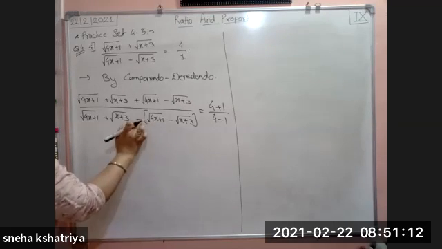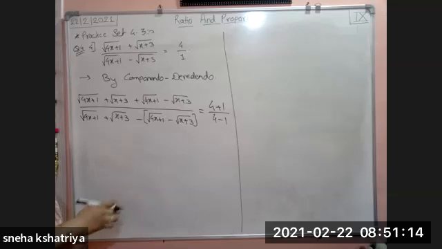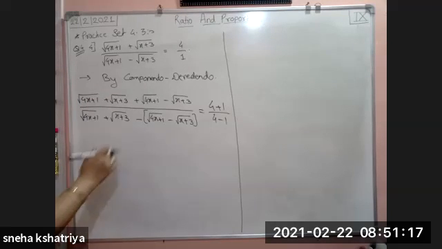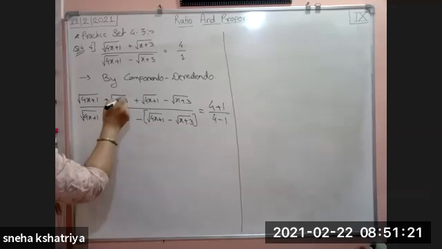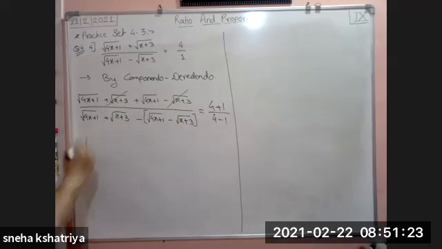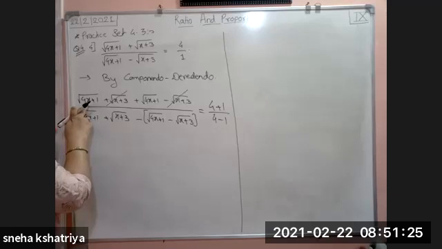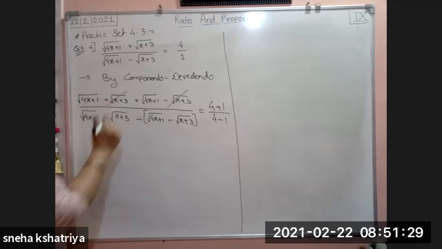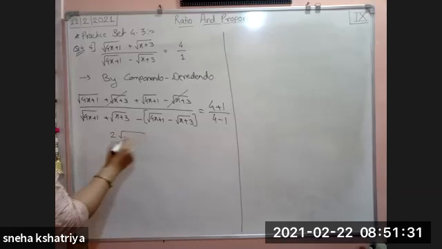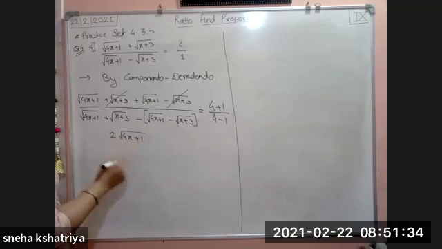Here multiply by minus sign. And what we will do here, the numerator, see here, it is minus root of x plus 3, it is plus root of x plus 3. So this term and this term get cancelled. Here what remains? Root of 4x plus 1, root of 4x plus 1. Addition is there, so it will become 2 times root of 4x plus 1.